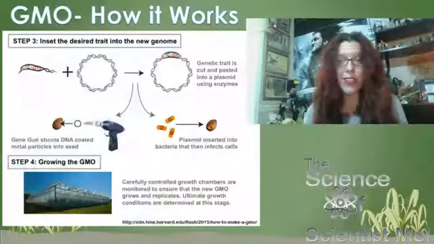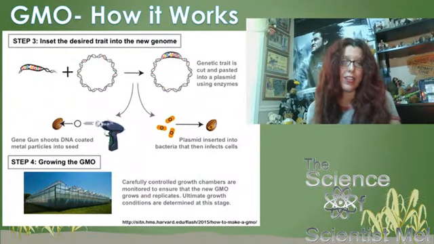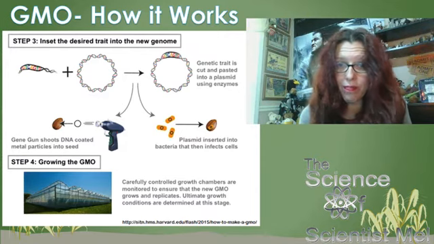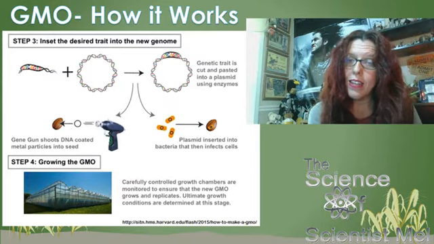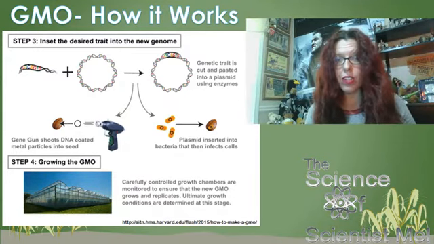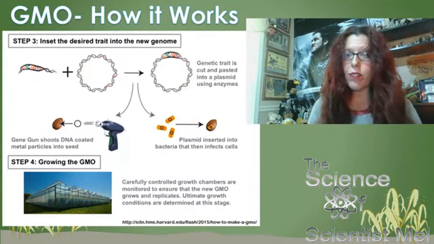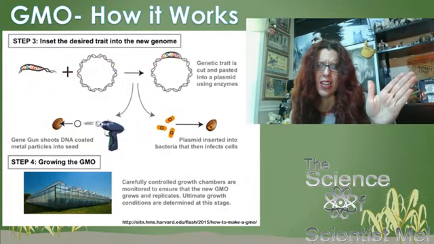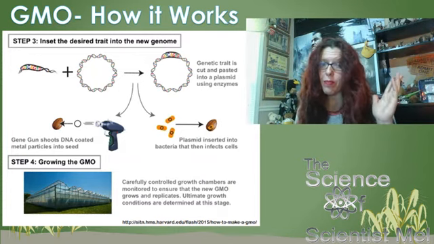So the next 2 steps and how it works. Step 3 and step 4. Step 3, insert the desired trait into the new genome. And they use what we call plasmids, bacteria and plasmids. Because bacteria, unlike us multicellular organisms, are single-celled organisms and their DNA is just free floating, so it's really easy to manipulate. Now after that, they can use a gene gun that shoots DNA-coated metal particles into the seed. Sounds a bit like a sci-fi movie, doesn't it?